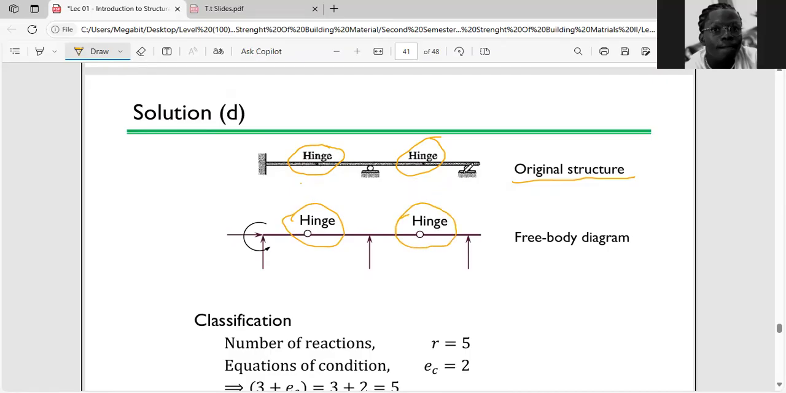Over here, we have a roller support, and a roller support has one reaction. So this is our reaction Y. This is also our reaction Y, because this is also a roller support. The third one is a fixed support, and the fixed support has 3 reactions: reaction X, reaction Y, and the moment.